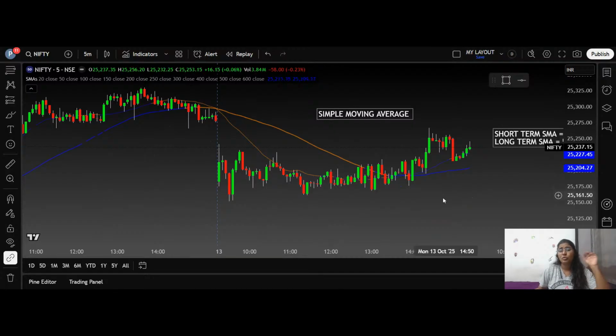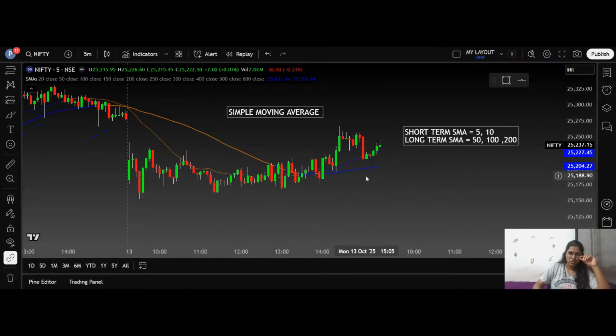Now we want to predict the market with two SMAs. So how would we take these two SMAs to predict the market? This is so simple: we are going to take one SMA of short term and one SMA of long term. When we take one short term SMA and one long term SMA, this concept we call the SMA crossover concept. So when we take two SMAs, one short term and the other long term, the thing we get is SMA crossover.